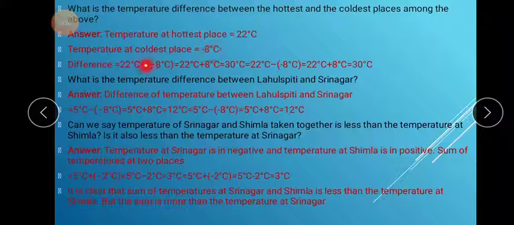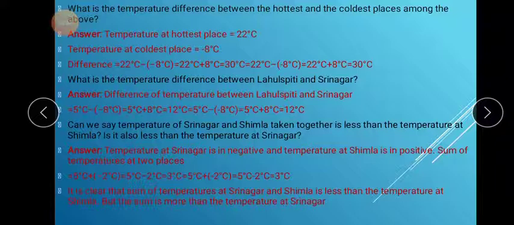So what we'll do, we'll subtract. So hottest means 22 degrees minus what is the coldest? -8. So 22 degrees minus of -8. So now this minus what will become? It will become plus. So 22 degrees Celsius plus 8. So what is 22 plus 8? It is 30 degrees Celsius. So the answer is 30 degrees Celsius.